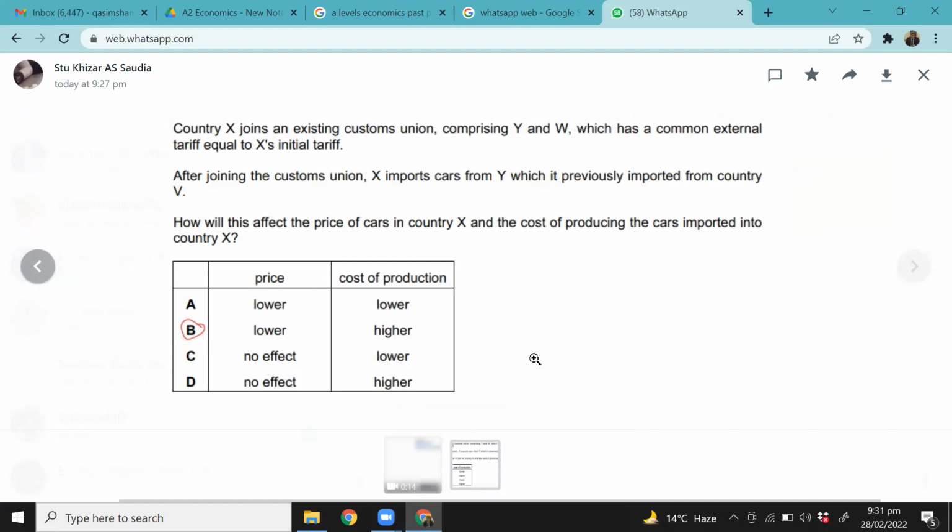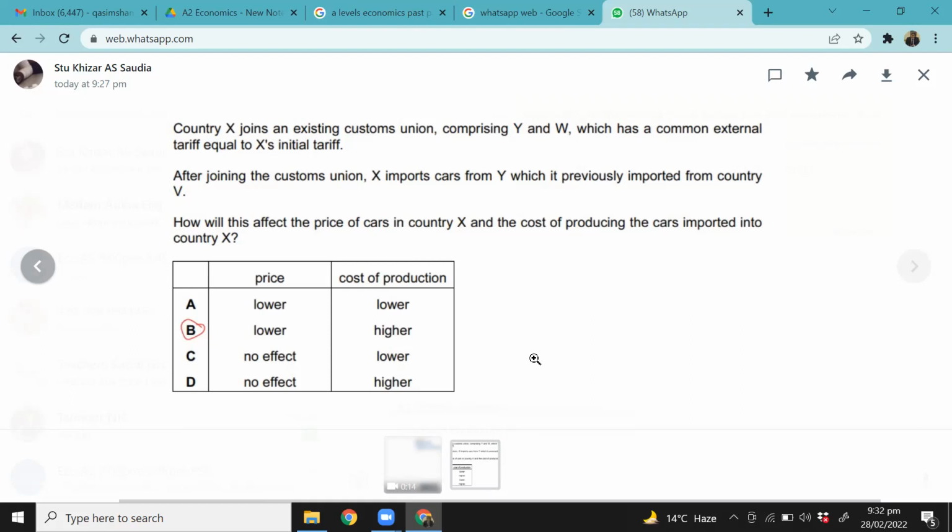Interesting, very interesting. Country X joins an existing customs union comprising Y and W, which has a common external tariff equal to X's initial tariff. After joining the customs union, X imports cars from Y, which it previously imported from country V. How will this affect the price of cars in country X and the cost of producing the cars imported into country X? Okay, now this is interesting.